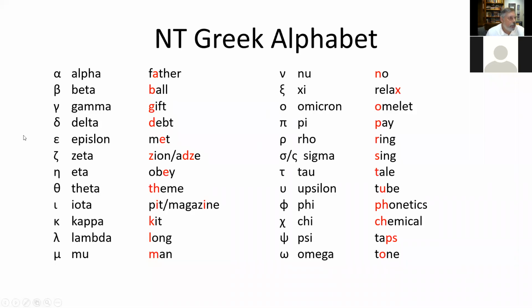Okay, as a review, we're going to start with alpha, beta, gamma, delta, epsilon, zeta, eta, theta, iota, kappa, lambda, mu, nu, xi, omicron, pi, rho, sigma, tau, upsilon, phi, chi, psi, omega.